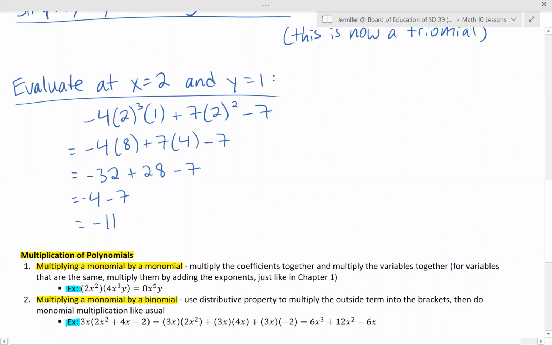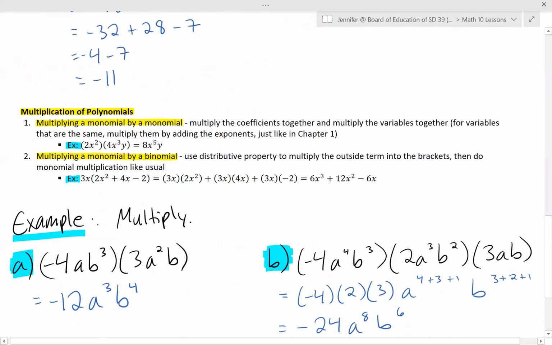Lastly, multiplying a monomial by a binomial, you're going to use the distributive property. So whatever's on the outside gets multiplied into all the terms in the brackets. So in this example, we've got a monomial times a trinomial. So you can write it out as whatever's on the outside, 3x, times each of the terms on the inside. And then you just have a bunch of monomial multiplication, which we know how to do.